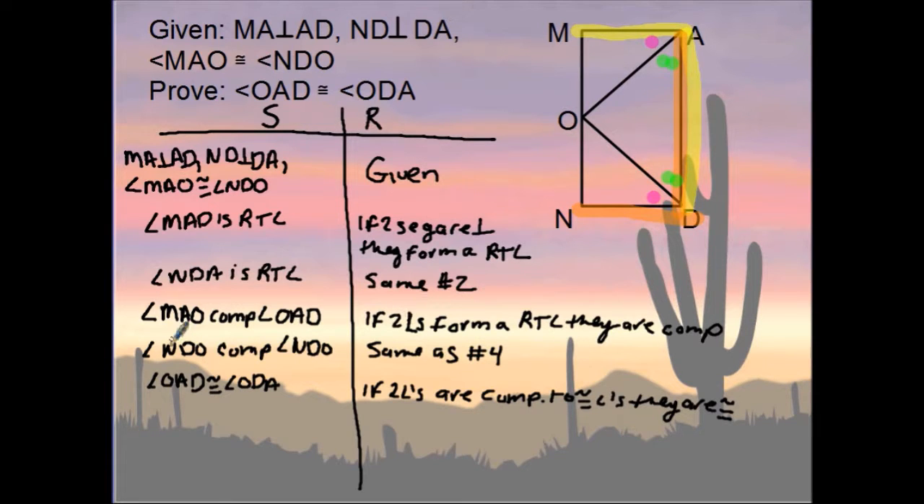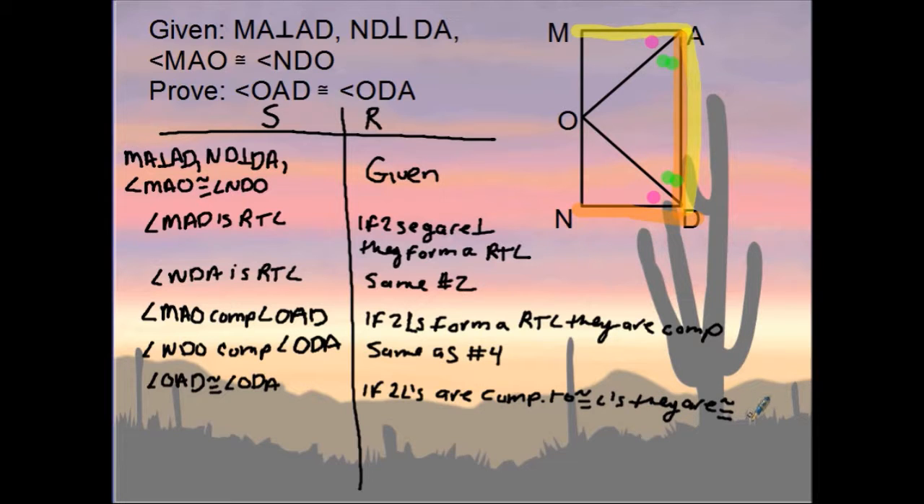We can say the same thing for angle NDO, which is complementary with angle ODA. Excuse me, that was supposed to be angle ODA. We should have the same reason: if two angles form a right angle, they are complementary. Last but not least, those two angles are going to be congruent to each other. The reason: they're complements of angles that were already set congruent to each other. We had that theorem that said if two angles are complementary to congruent angles, which we have, then those angles are going to be congruent to each other.